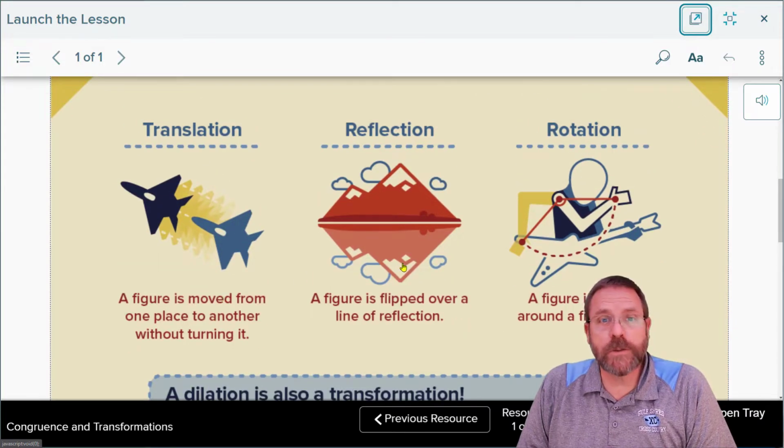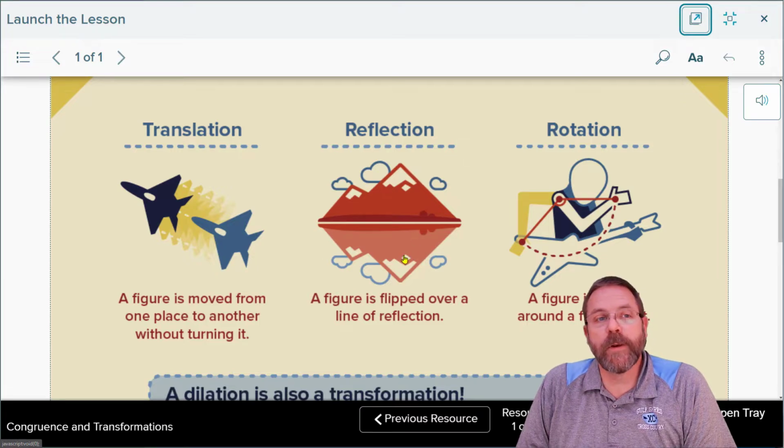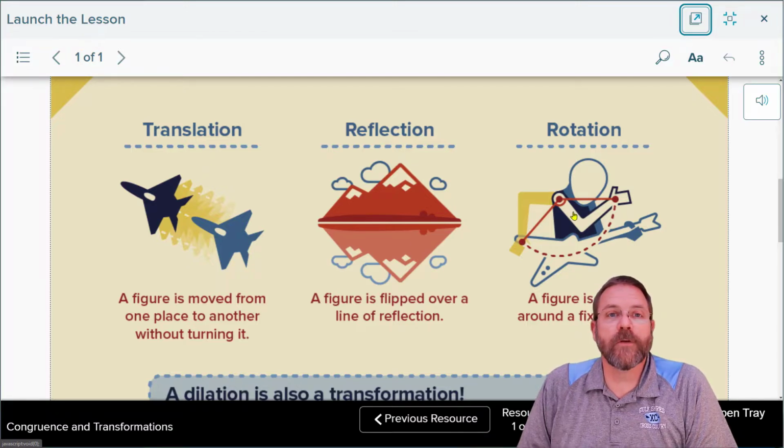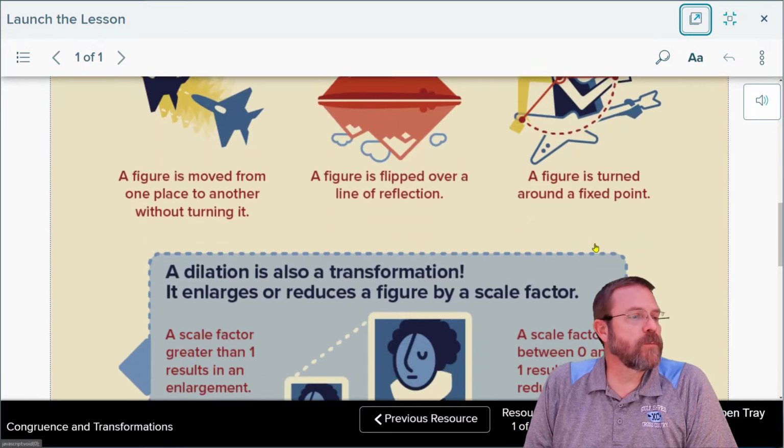A reflection is another type of transformation that shows congruent figures, and an example they have here is the mountain and then the reflection of the mountain and the lake beneath it. And then the last one is going to be a rotation where you take and turn that figure around a fixed point. All three of these transformations give you congruent figures because you did not dilate them. You did not make them larger or smaller. You left them the same exact size. You just changed their relative position.